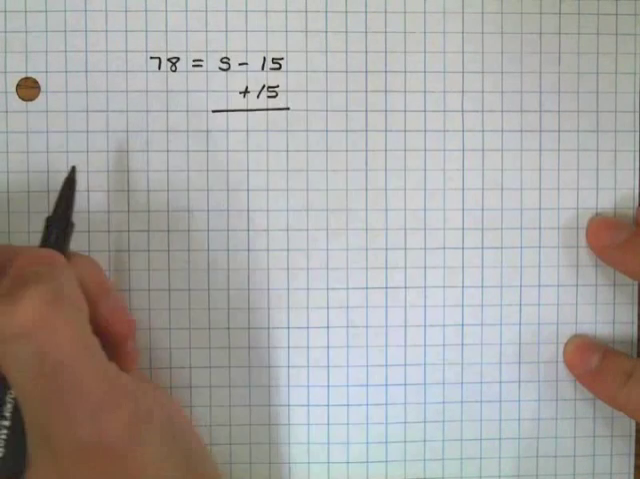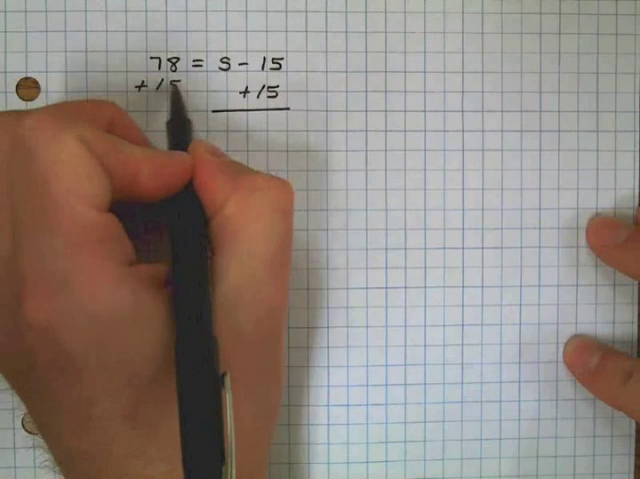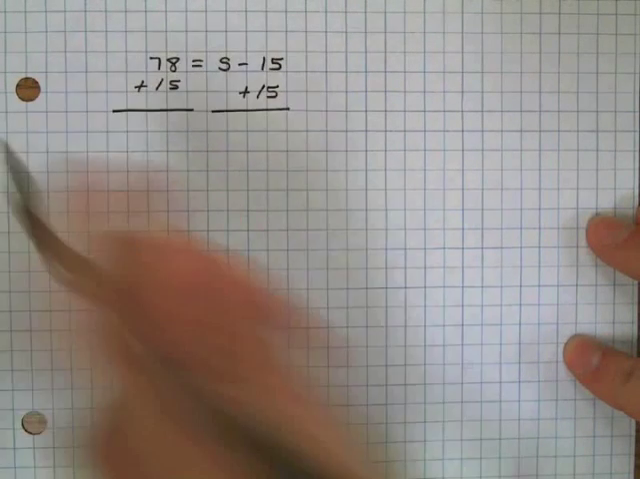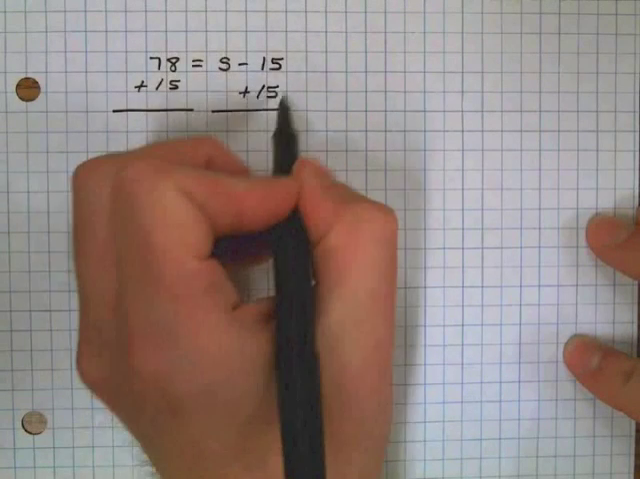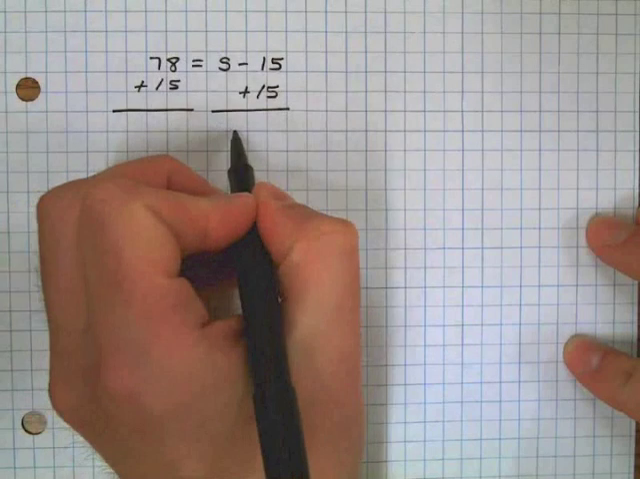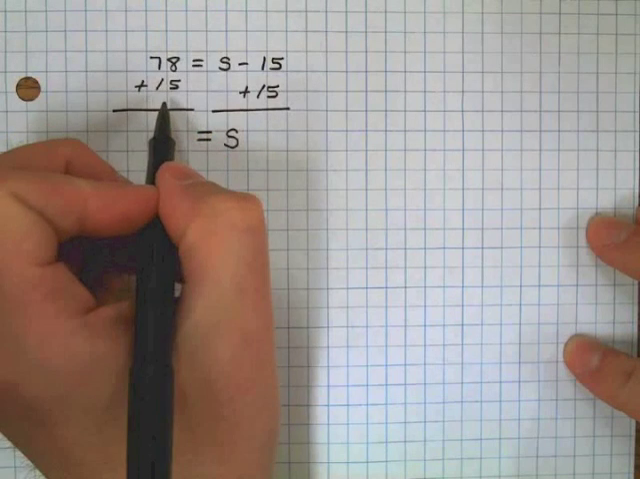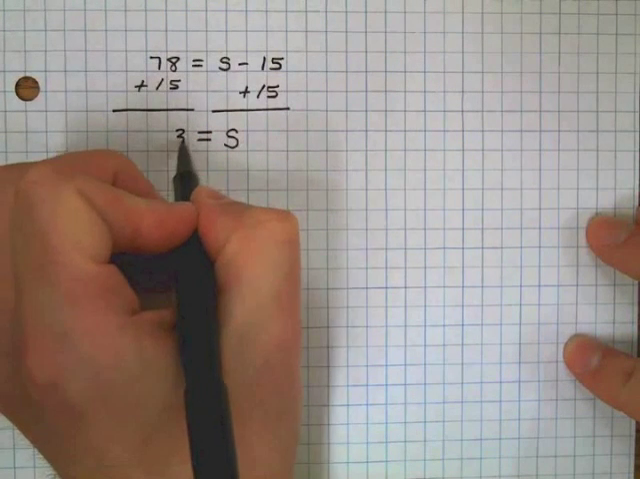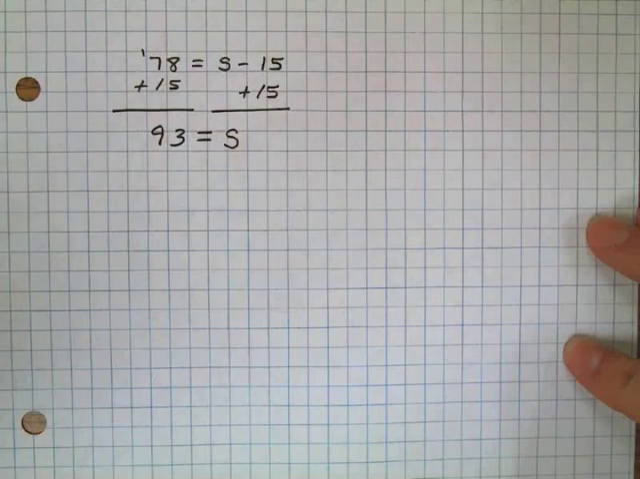I'm going to add 15 to this side, and if I do it to the one side, I do it to the other. So I'm going to add 15 over here to keep that in balance. Well, minus 15 plus 15, those cancel each other out. I'm just left with s. And I'm adding 78 plus 15, which is 93. So s equals 93.